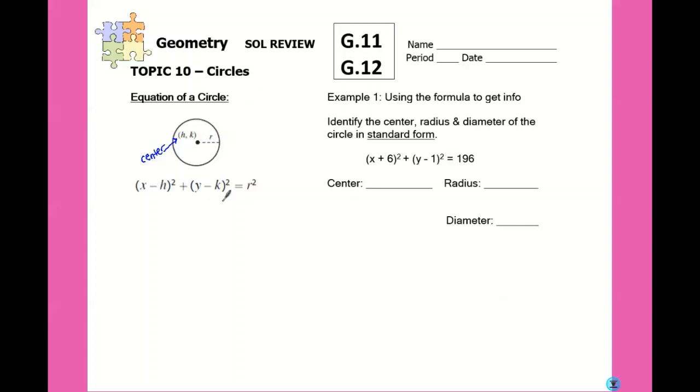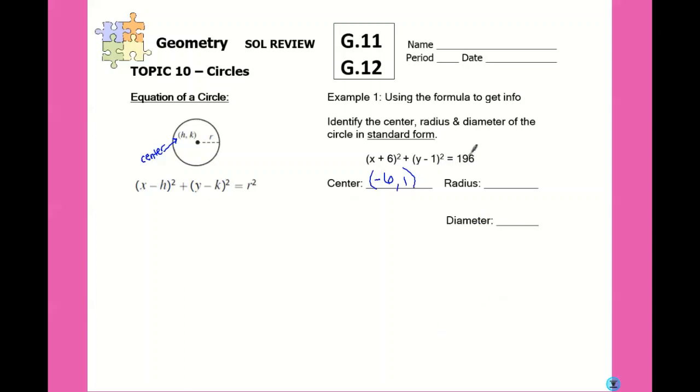The most important thing to remember is that because there are these minus signs in the formula, H and K are always going to be the opposite of what they look like. So if we're given x plus 6 squared plus y minus 1 squared equals 196, the center is going to be the opposite of these two things, so negative 6 and positive 1.